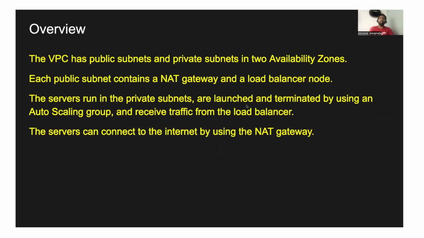And in the private subnet, you will launch these applications using an auto scaling group. What is an auto scaling group? I'll explain in a minute. Finally, we will see how to reach this application through the internet, how traffic flows, and I'll also tell you how these applications access the internet using the NAT gateway. So this is going to be the complete overview.